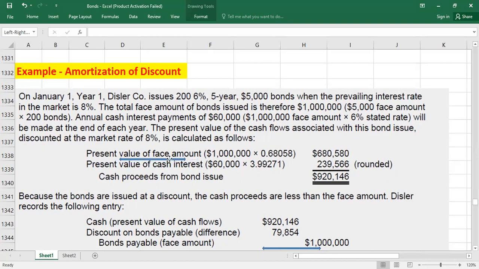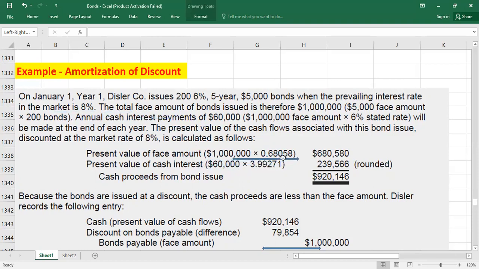So we have here the present value of the face amount. Face amount is 1 million. How can you calculate this 1 million? You have 200 bonds multiplied by 5,000 face value for each bond. If you multiply these two values, you will get the face value. Face value will always be multiplied with the present value factor at the market rate. Don't forget. Your market rate is 8% because we are using the effective interest method. So the market rate is 8%.